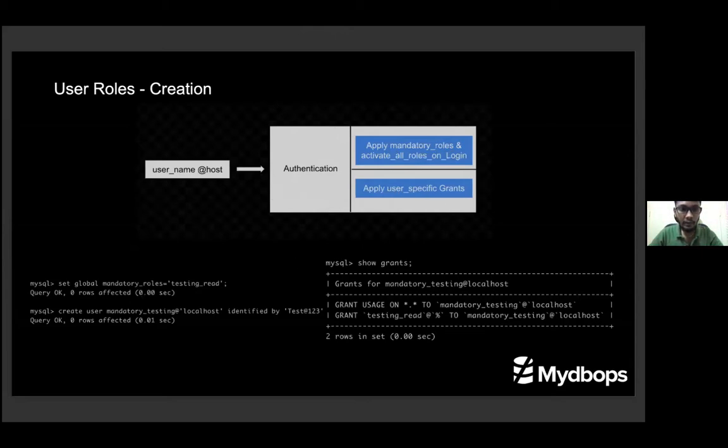Yeah. So here in the mandatory roles, I have given testing grid. I am creating the user, and after that, without giving any privileges, I am trying to log in to the server. Yeah. So if we run show grants, the testing grid will be there.